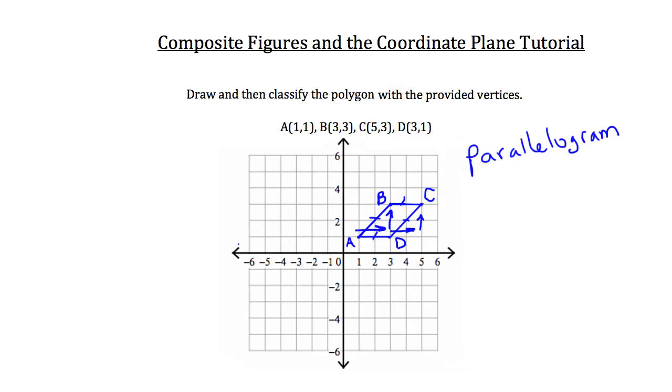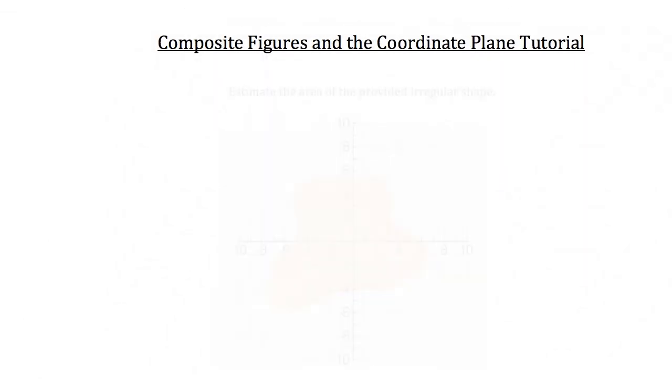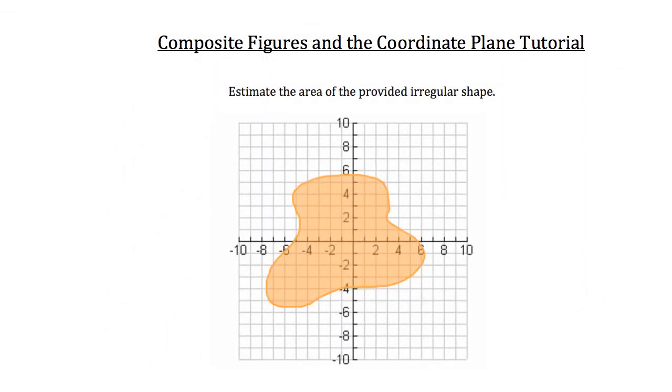Now let's move on to the third and final problem of this tutorial. In this problem, we're asked to estimate the area of the provided irregular shape. There are 2 ways to approach this problem. You can either go through and mark off each full box, so 1, 2, 3, 4, 5, 6, 7, that kind of thing, and then count it all up and then add in all the partial boxes when you're done.